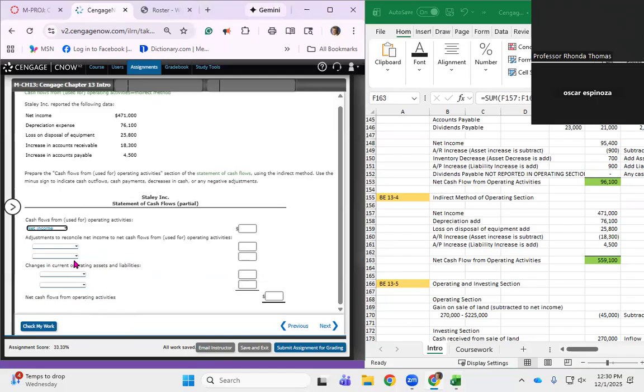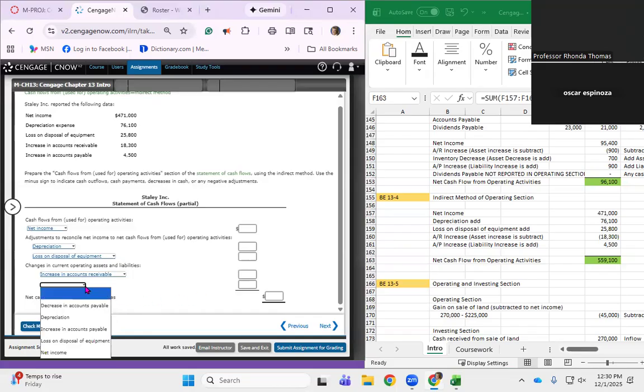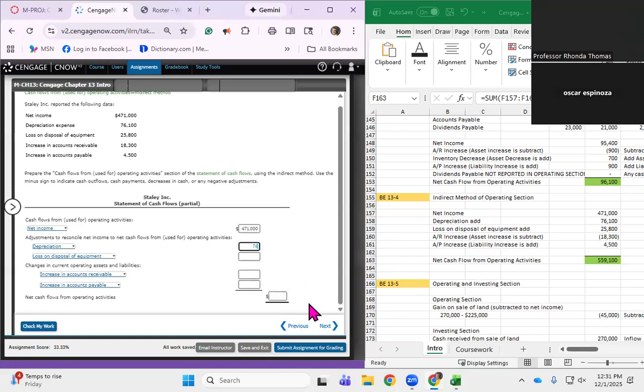So let's go ahead and start off with net income. We're going to add depreciation. We're going to add a loss, any loss that we had, change in current operating assets. Okay, so we had an increase in accounts receivable, and then we had an increase in accounts payable. So one more time, I'm just going to fill in what I have over here on my spreadsheet. 471,000 is the net income. We're going to add that depreciation. We're going to add the loss.